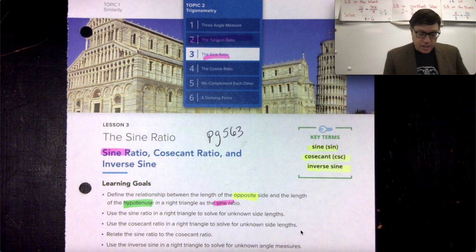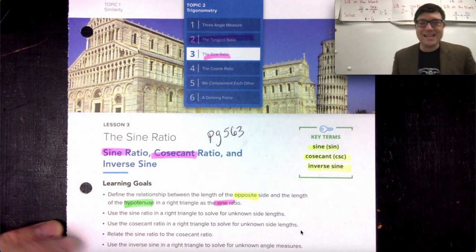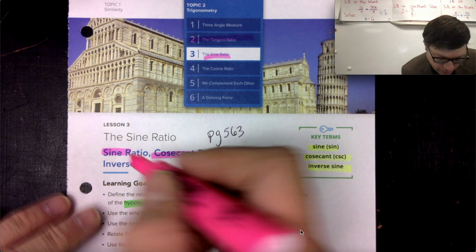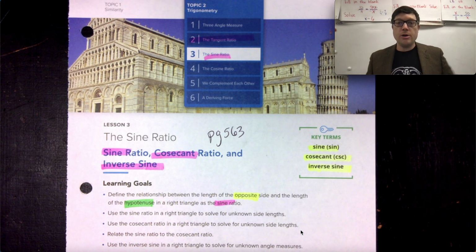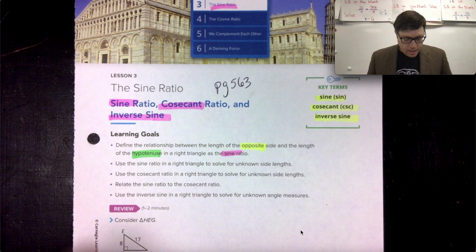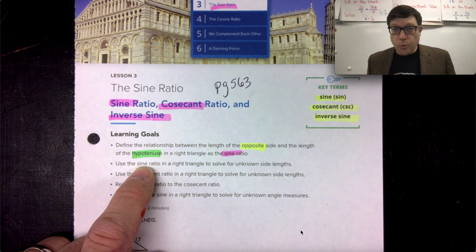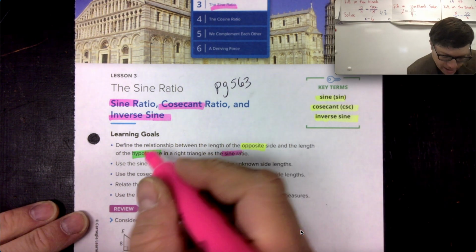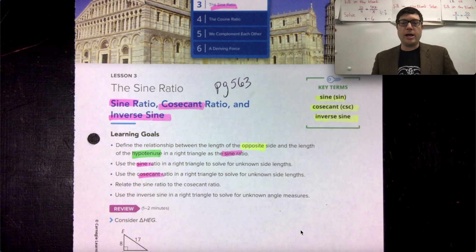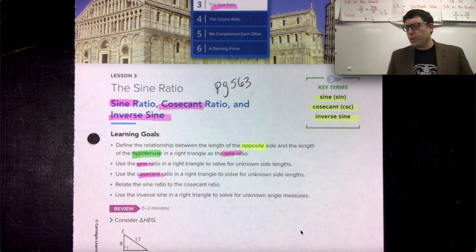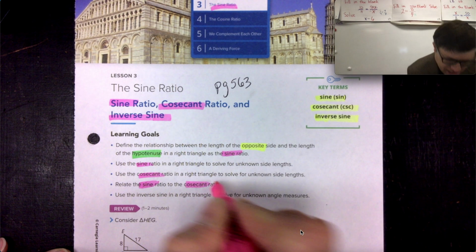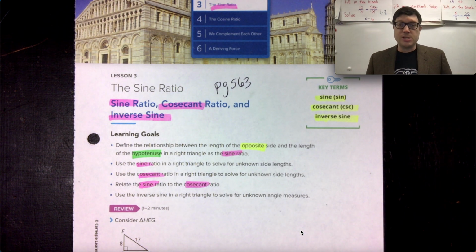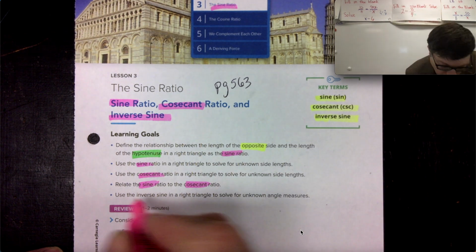So sine, the next phrase is cosecant, and then inverse sine. Those are the three vocabulary words surrounding our content for this section of videos for lesson 3. We're going to use the sine ratio in a right triangle to solve for unknown side lengths. We're going to use the cosecant ratio in a right triangle to solve for unknown side lengths. We're going to relate the sine ratio to the cosecant ratio. And then we're going to use inverse sine in a right triangle to solve for unknown angle measures.